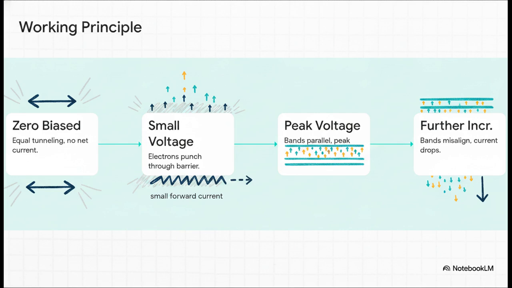In step three, we crank up the voltage a bit more. The energy bands become perfectly parallel, and that allows the absolute maximum number of electrons to tunnel through. This right here is where we hit our highest or peak current. But then comes step four. If we increase that forward potential even further, the bands actually start to misalign. That overlapping connection drops off, and surprisingly, the tunneling current begins to decrease.